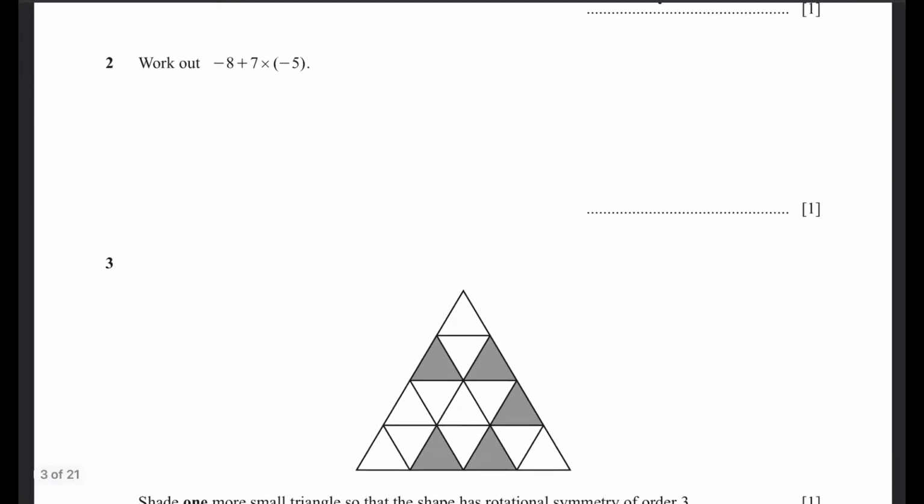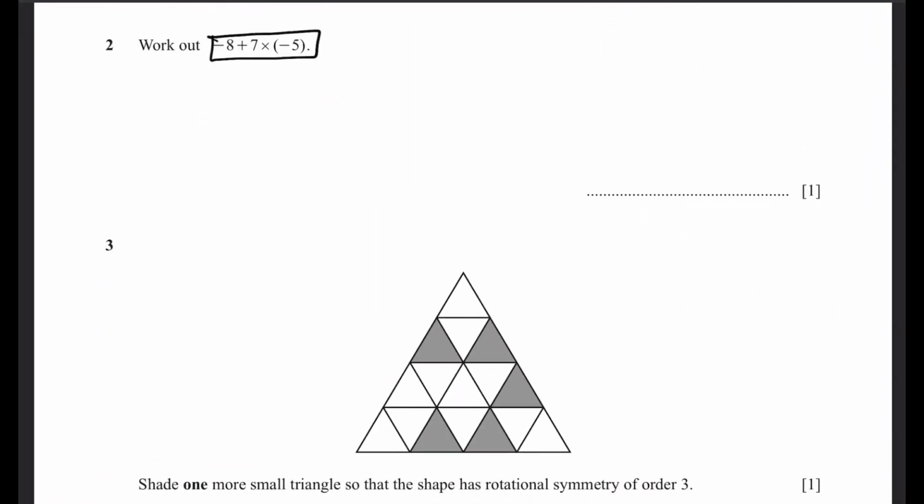Now let us go for question number 2. Multiplication first of all. If you do multiplication, you have minus 8 and minus 35. Minus and minus, same sign, you do addition. So 35 and 8 is minus 43.